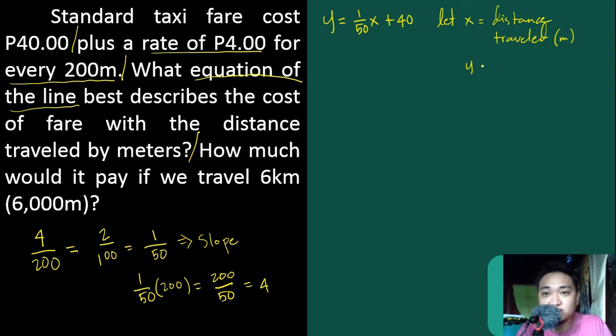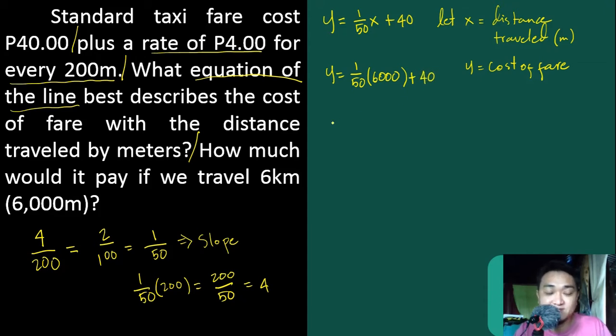And y is the cost of fare. We have this equation, y is equivalent to 1 over 50x plus 40, and then let us try to compute if we travel 6,000 meters. How much are we going to pay? So that will be y is equivalent to 1 over 50 times 6,000 plus 40.